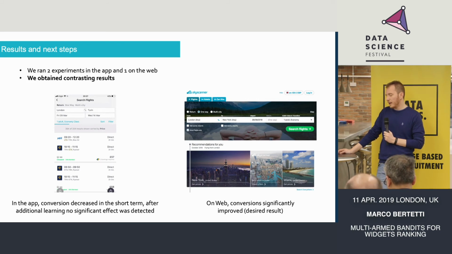So in the app, it seems to have a bit more resistance in a way. It took longer to work out which the best solution would be. It essentially had to explore a lot more. Whereas on the web, conversion significantly improved on the first test, meaning that it was optimizing pretty well on that.